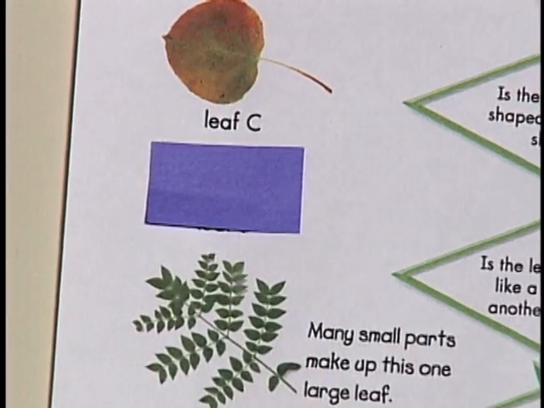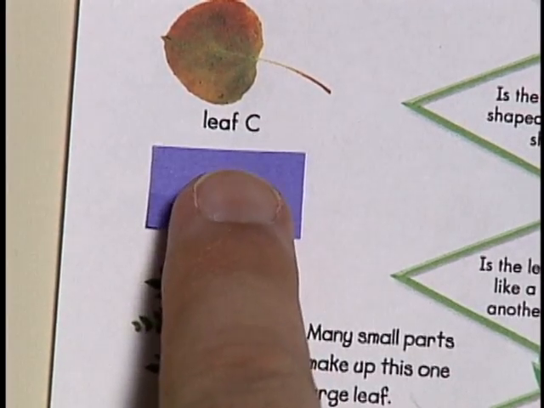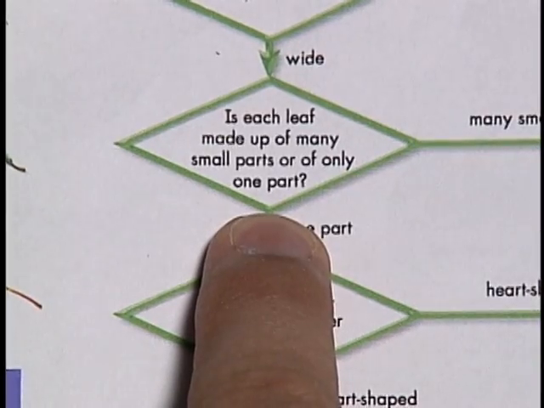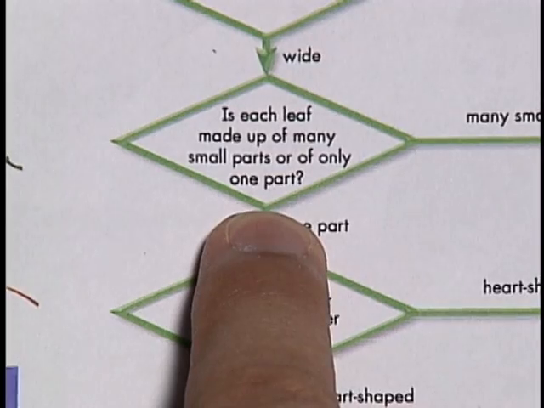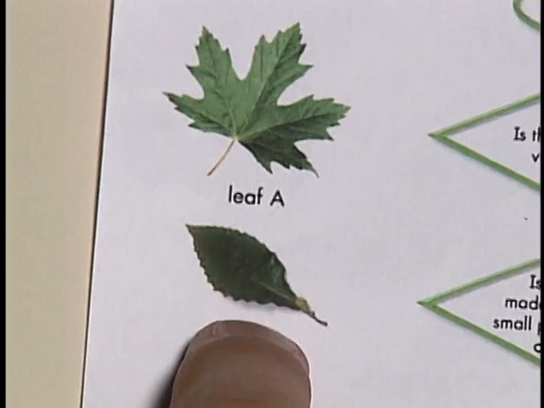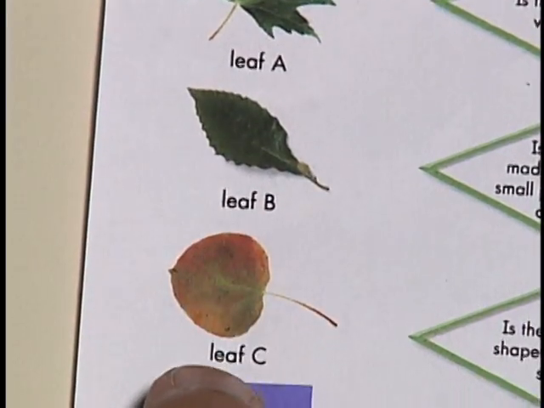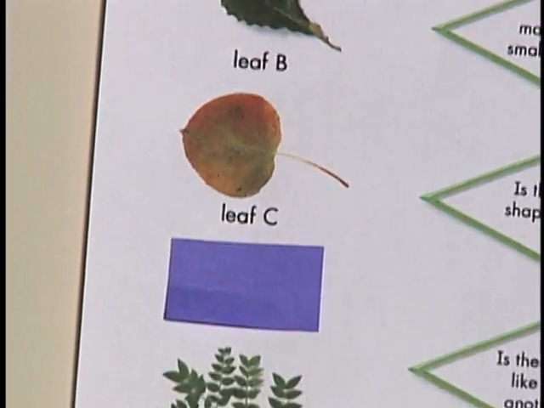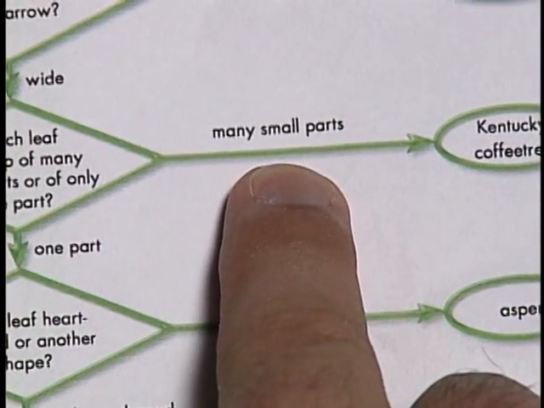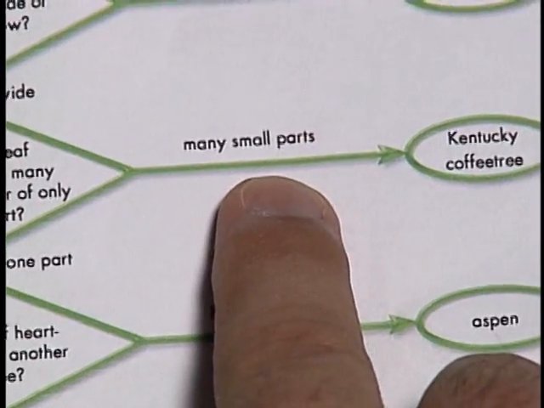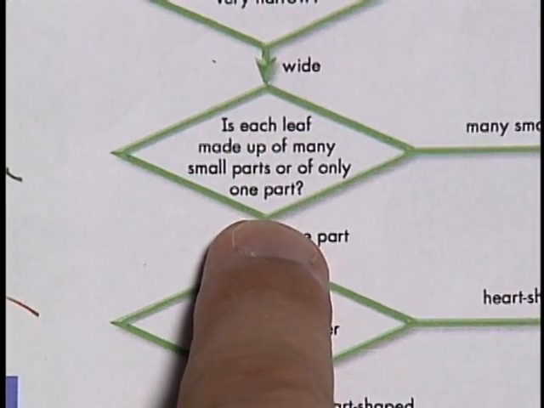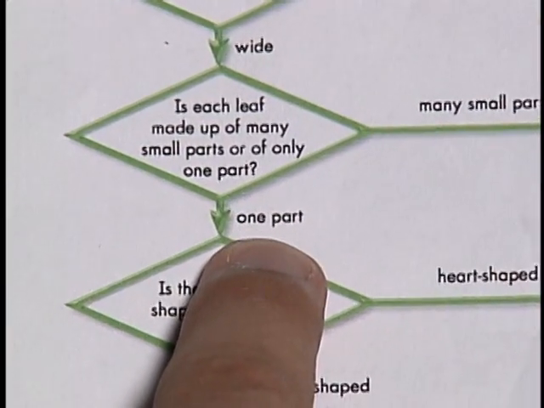Because we've identified leaf D, the rest of the classification chart does not apply to leaf D, and we've covered it up. In the second diamond-shaped box, the question is: is the leaf made up of many small parts or only one part? Of these 5 leaves, only leaf E is made up of many small parts. The chart shows that leaf E is from a Kentucky coffee tree. The 4 remaining leaves each have only one part.